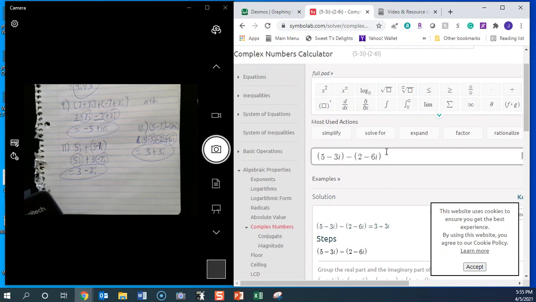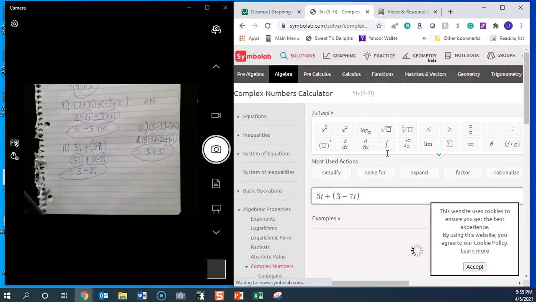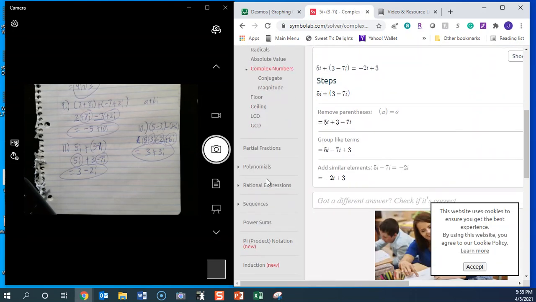Now we go to problem number 11. Problem number 11 was 5i, then plus the parenthesis, 3 minus 7i, close your parenthesis, and then press enter. And we have our negative 2i plus 3. They didn't write it in an a plus bi form, but as you see here, it's the same thing. Okay, so now we will go back to our textbook.